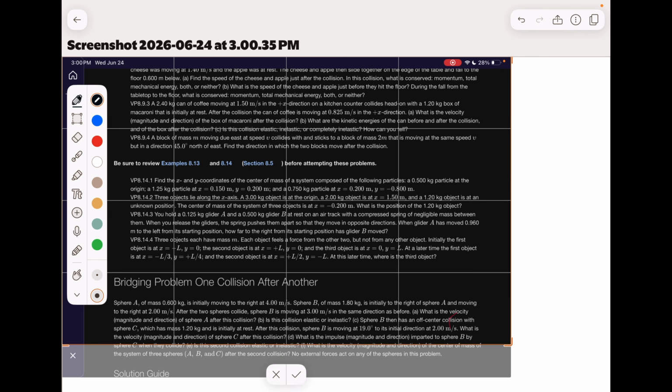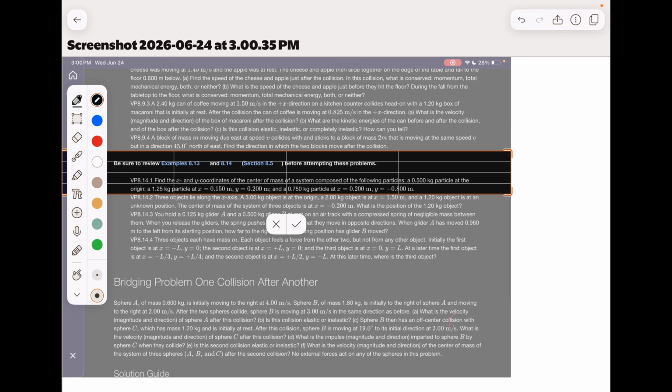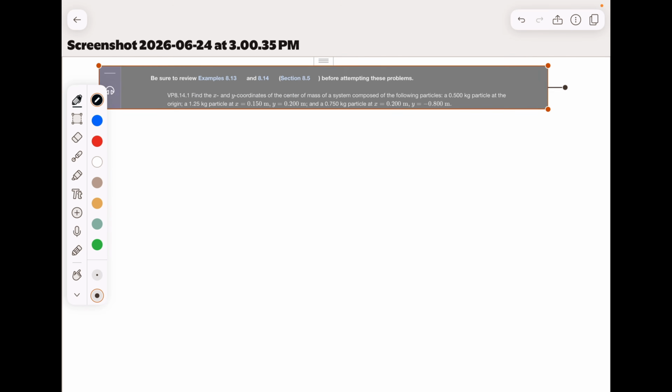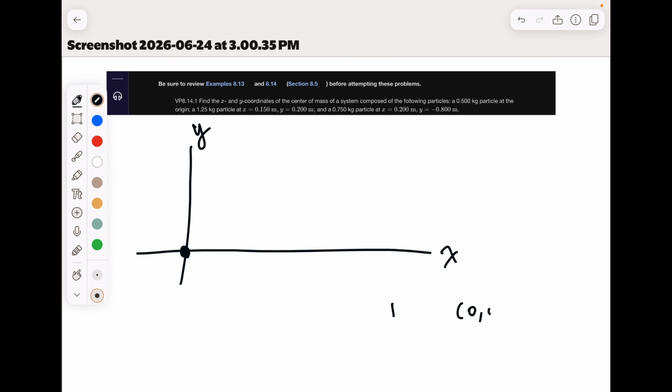So the problem we're going to do, we'll do the first one here, and these are the center of mass examples. Okay, we want to find the x and y coordinates of the center of mass of a system that is composed of the following particles. So you're going to want to draw your xy axis and locate those particles. One is at the origin. Okay, and so those coordinates are 0, 0.